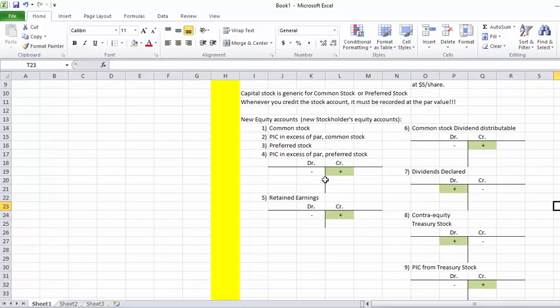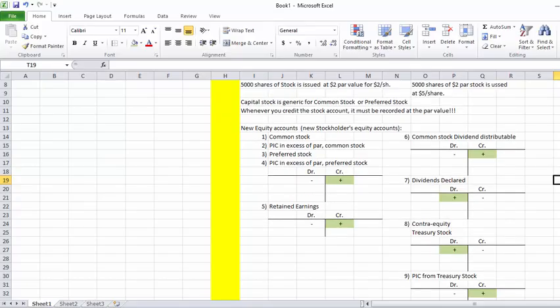Now with the first 4, I just made one T account, but it would be one for each. And then I kind of separated the other ones out. But I just wanted to give you a little bit of a heads up of some of the new accounts that you're going to be experiencing in the next 2 chapters here.